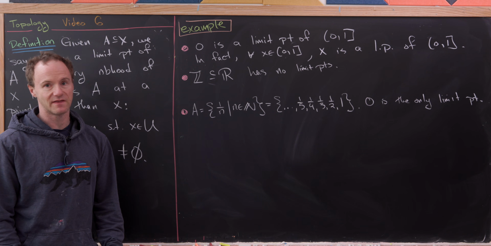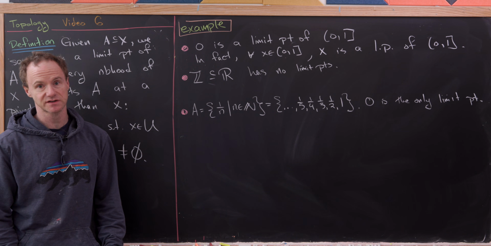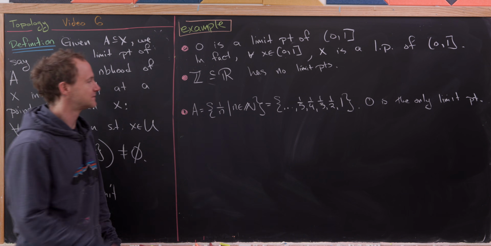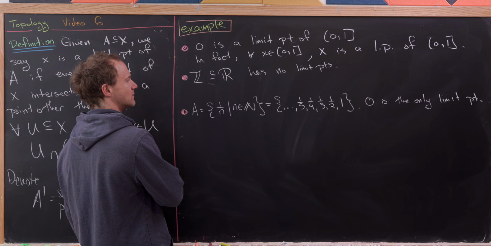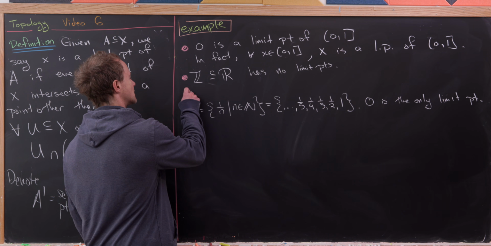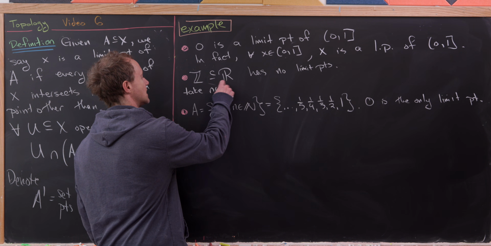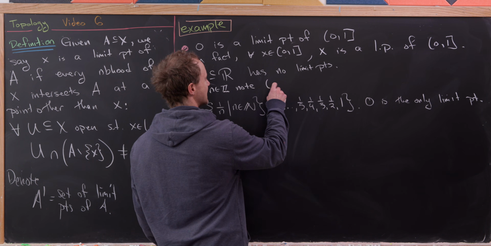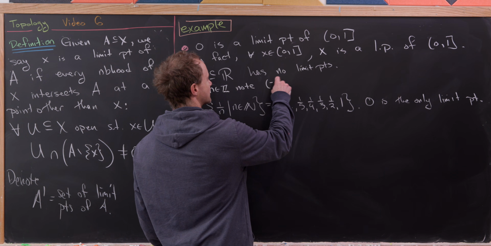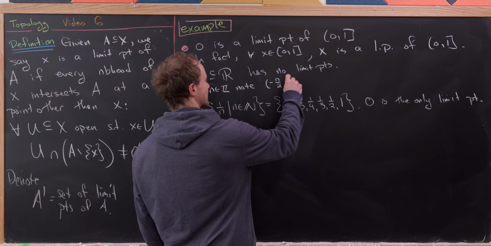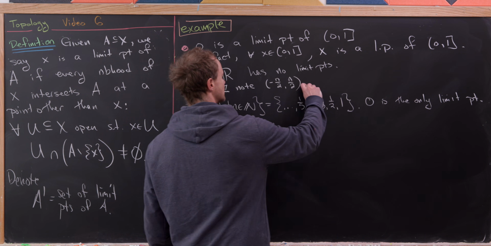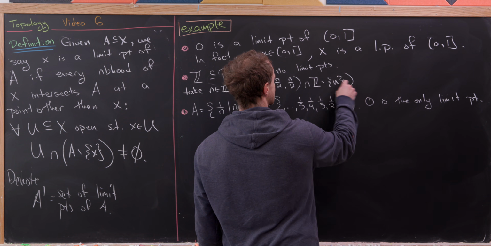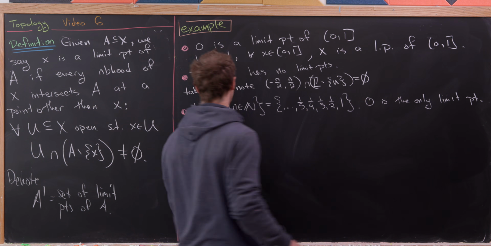Now let's observe that the set of the integers inside of the real numbers does not have any limit points. And we can show this pretty easily. Let's take any n within the integers and note the following: the open interval from minus n over 2 to n over 2 intersected with the integers minus the singleton n is most definitely empty.